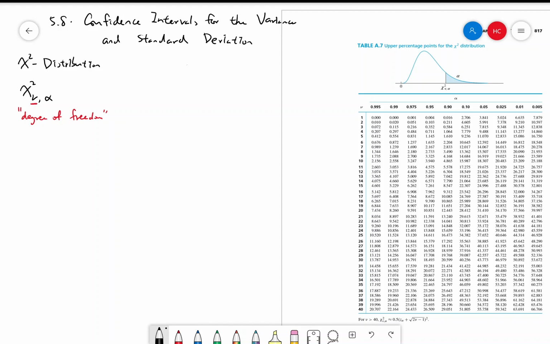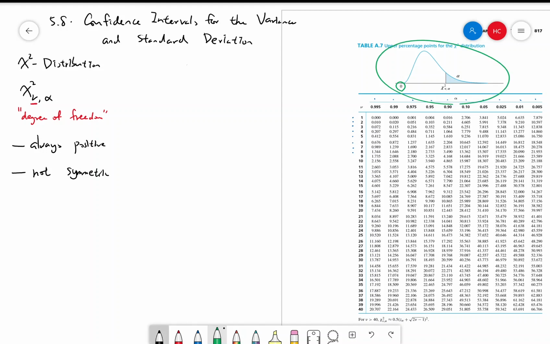For each degree of freedom, we have a table. For each degree of freedom here, and for some values of alpha, we have the values of chi-square. Here are two things to note. Chi-square is always positive. Notice that it's always to the right of 0. And the second thing is it's not symmetric. If you look at the curve here, it is skewed to the right.